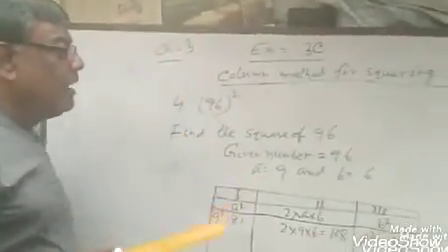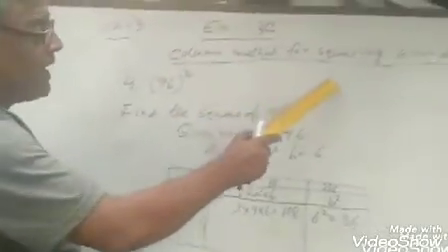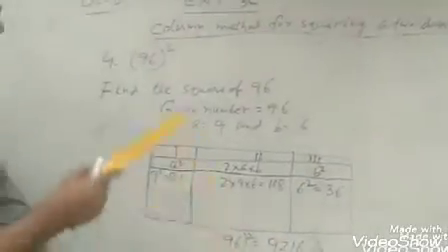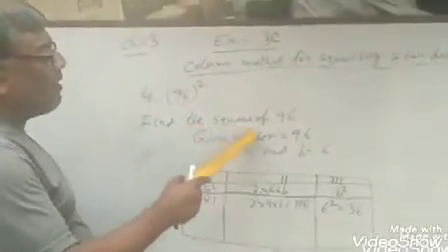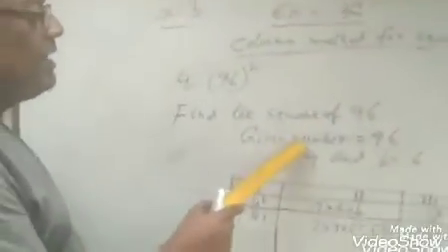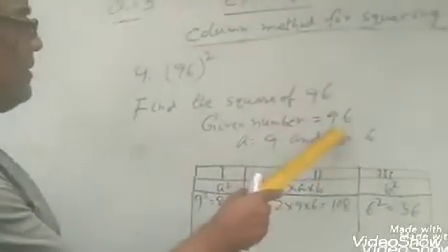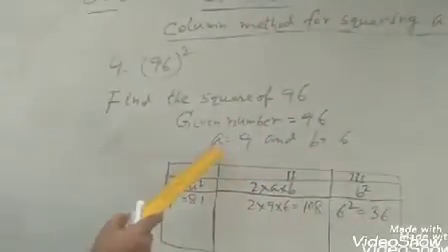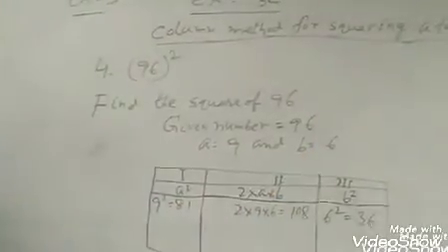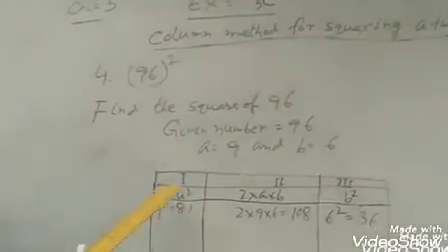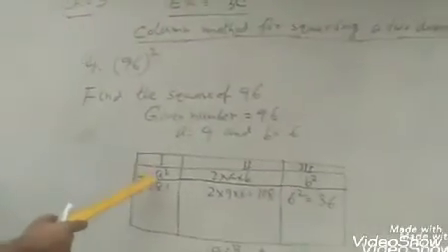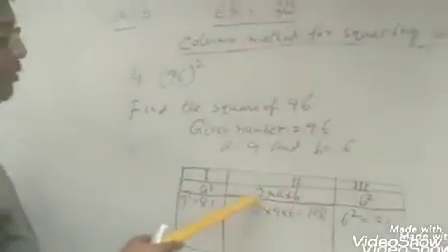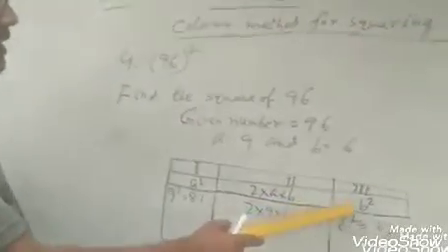I am going to start exercise 3C, chapter 3. Column method for squaring a 2-digit number. Question number 4, 96 whole square. Find the square of 96. Given number equals 96. I have taken value of A equals 9 and B equals 6. And also make 3 columns, 1, 2 and 3, headed by column 1 A square, column 2 2 into A into B and column 3 B square.